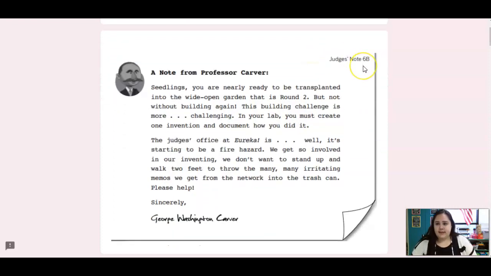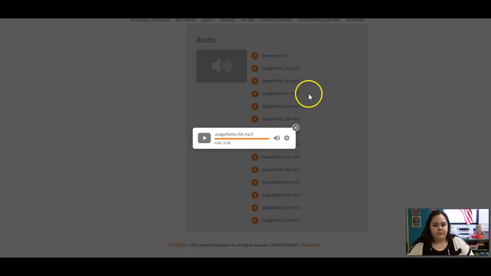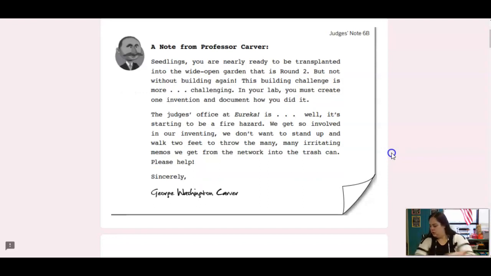All right, go on to our skills lesson, and we have another note from Professor Carver. Seedlings, you are nearly ready to be transformed into the wide world that is around you. But not without building again. This building challenge is more challenging. In your lab, you must create one invention and document how you did. The judge's office at Eureka is, well, it's starting to be a fire hazard. We get so involved in our inventing, we don't want to stand up and walk 2 feet to throw the many, many irritating memos we get from the network into the recycler. Please help.